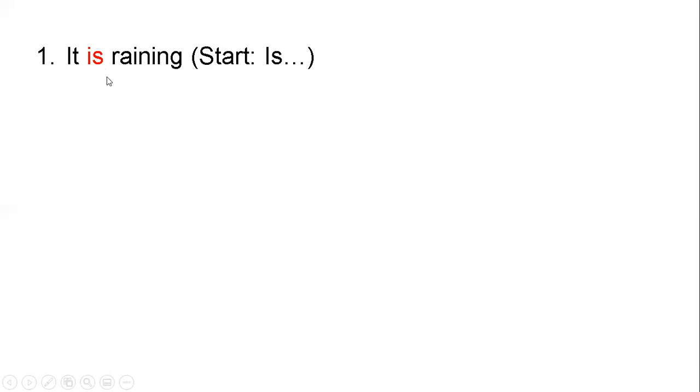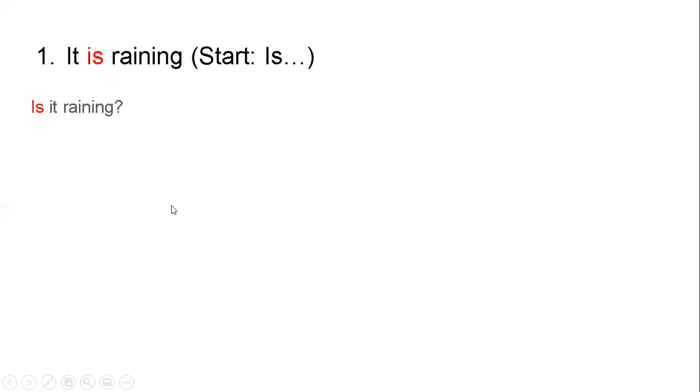So let's see if you got it right. "Is" comes first and then the other two words. Is it raining? Question mark and capital letter. Is it raining? That's your answer.